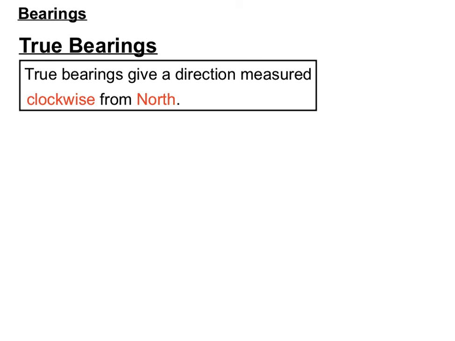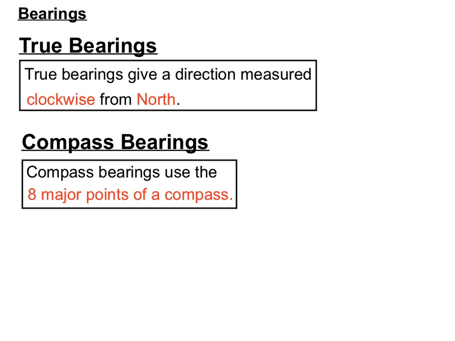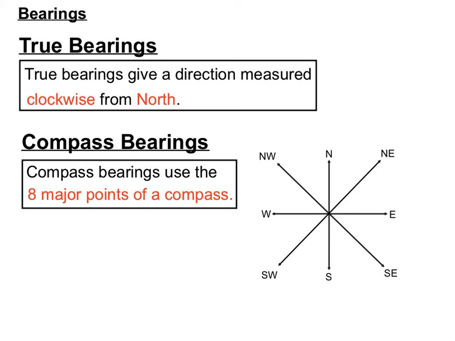Alright, just to recap, true bearings, as I've said a number of times here, I think we should be used to this, probably sick of it by now, but still, true bearings give a direction, measured always clockwise and always from north. Compass bearings use your major eight points on your compass. You've got north, northeast, east, etc. all the way around there, and you can think about what true bearings they would relate to.